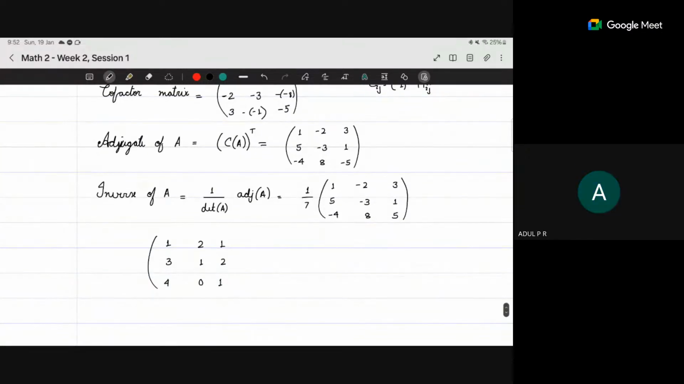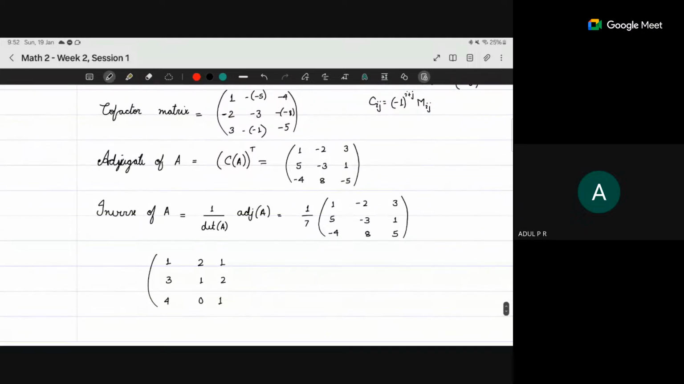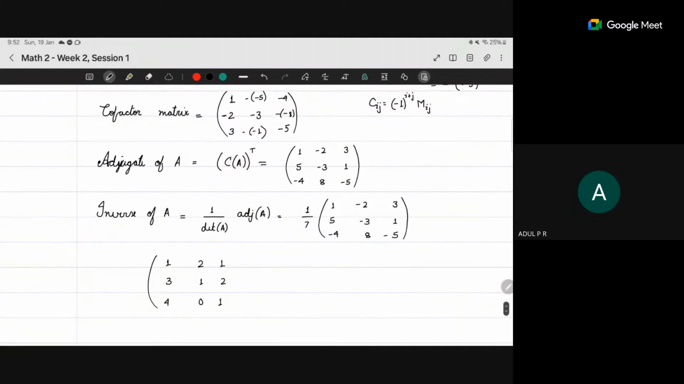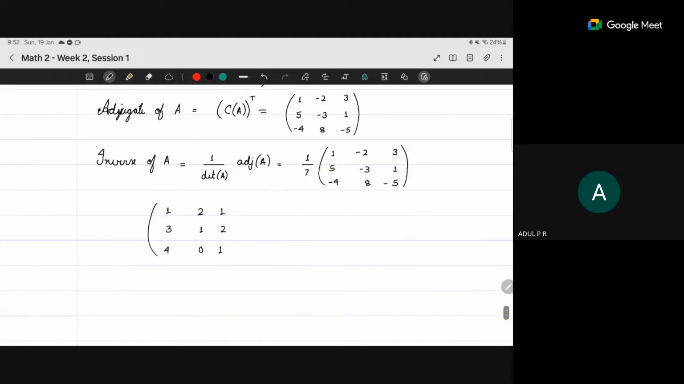Excuse me, you have just missed something. In the inverse thing, you just missed a sign over there. A33, that's a minus 5. A33 is a minus 5. Yeah, thanks. Thanks for pointing that out.